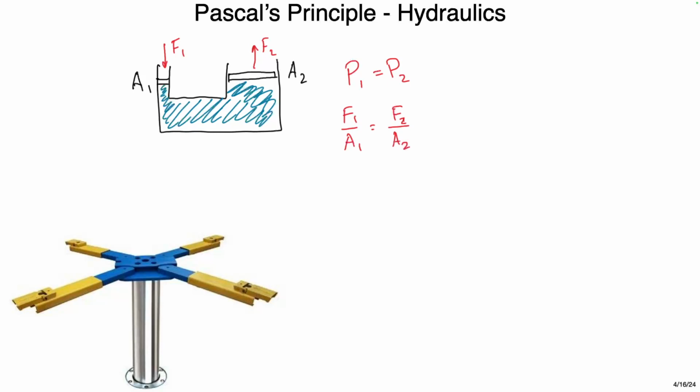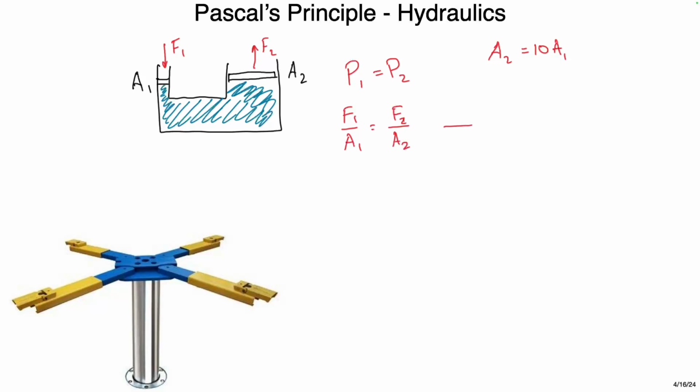And let's, for the sake of argument, just say that area 2 is 10 times bigger than area 1. Whatever the areas are, right? So, I don't know, 1 centimeter squared on area 1 and 100 centimeters squared on area 2. Doesn't matter, okay? But let's just say it's 10 times bigger. How much force are we going to get out of side 2 compared to side 1? It's going to be 10 times.